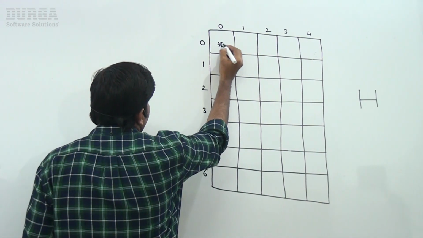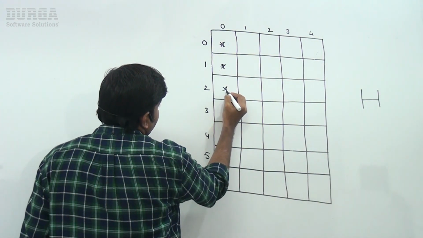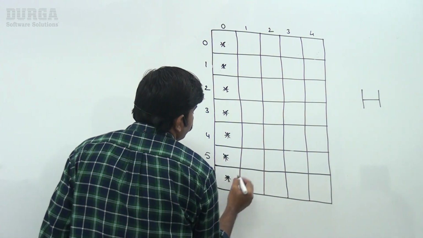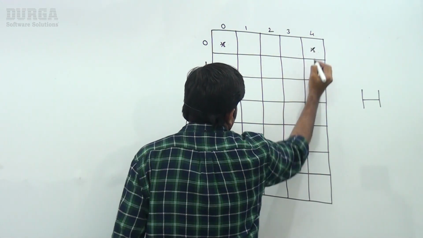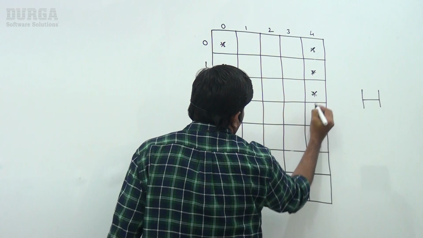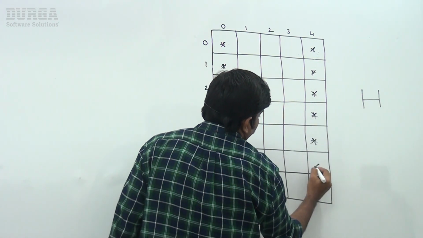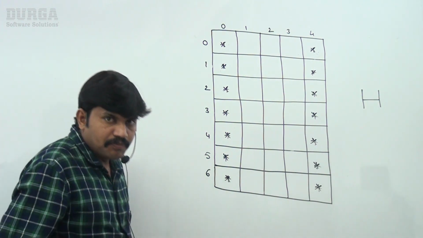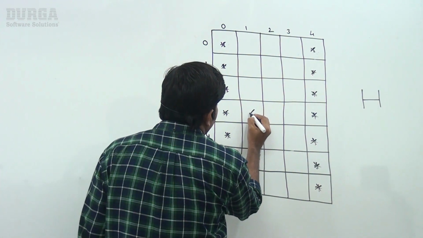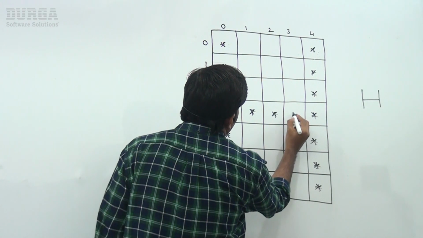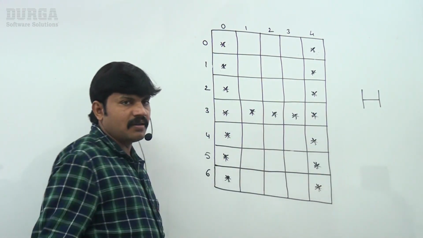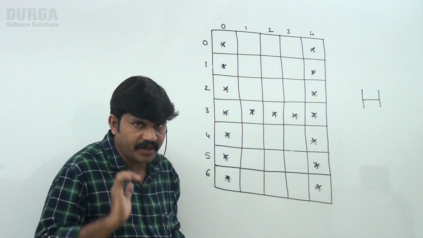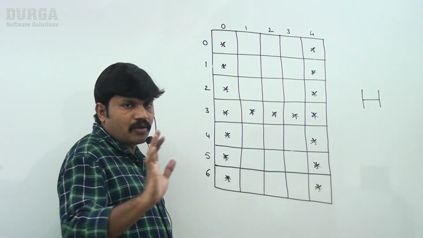Very simple. Here, the first column and the last column should be stars. First and last columns should be with the star symbols. Next, in the middle, the third row should contain only stars. That's all. Now this is the H pattern. So how can you write the code for this?